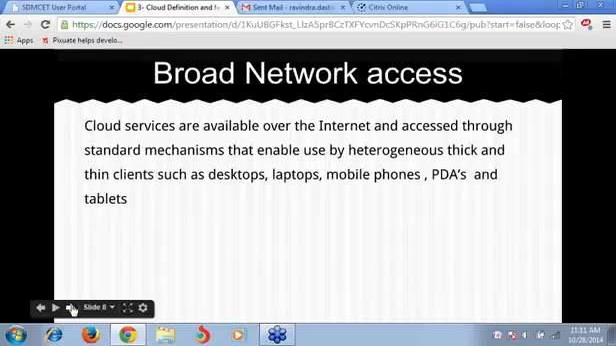But in cloud computing, the resources are distributed over a broadband network. That means you can avail cloud computing resources on a computer network, and also on a communication network like mobile or any other network. So this is called broadband. So cloud services are available over the internet and accessed through a standard mechanism that enables use by heterogeneous thick and thin clients. For example, you can access using a desktop or a laptop or even a mobile phone or a PDA, a personal digital assistant. So the second characteristic of cloud computing is broad network access. It is not a unique network. That means it doesn't force you to use only a particular network, be it mobile or any other thing.